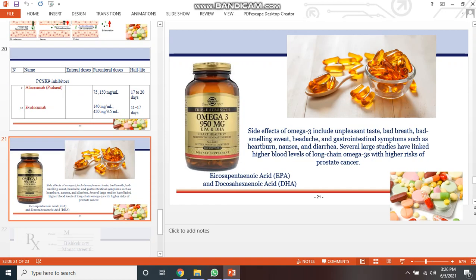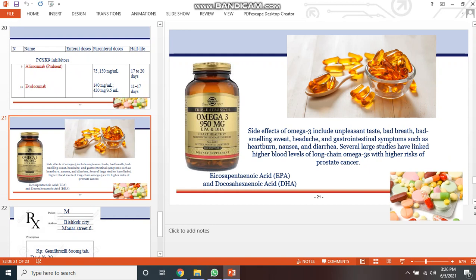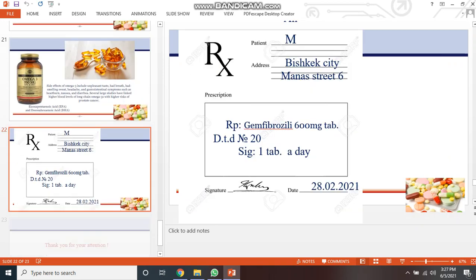Side effects of omega-3 include unpleasant taste, bad breath, bad smelling sweat, headache, and gastrointestinal symptoms such as heartburn, nausea, and diarrhea. Large studies have linked higher blood levels of long-chain omega-3s with a higher risk of prostate cancer.